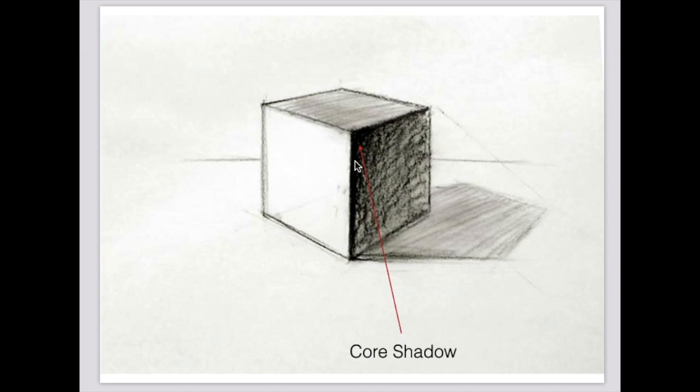The core shadow of the cube is going to be on the plane that's furthest, that's turning away from the light source, right? So if the highlight's hitting here on the cube, this corner of the cube isn't going to get any light. And that's our core shadow, the darkest part.